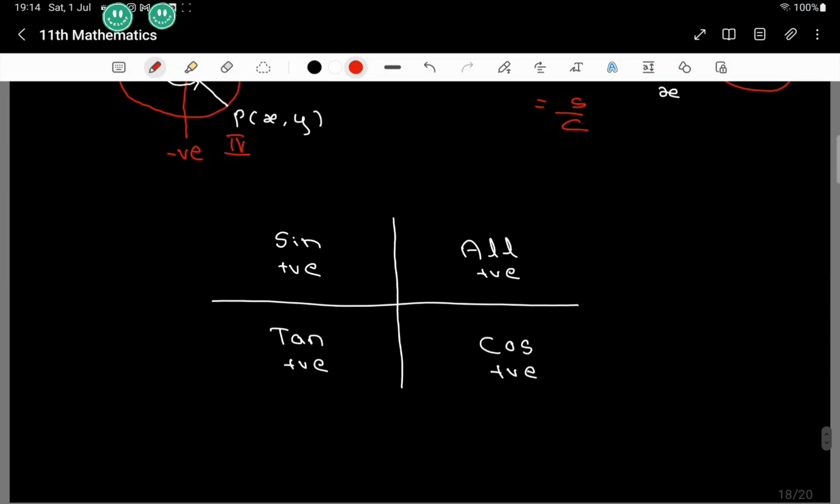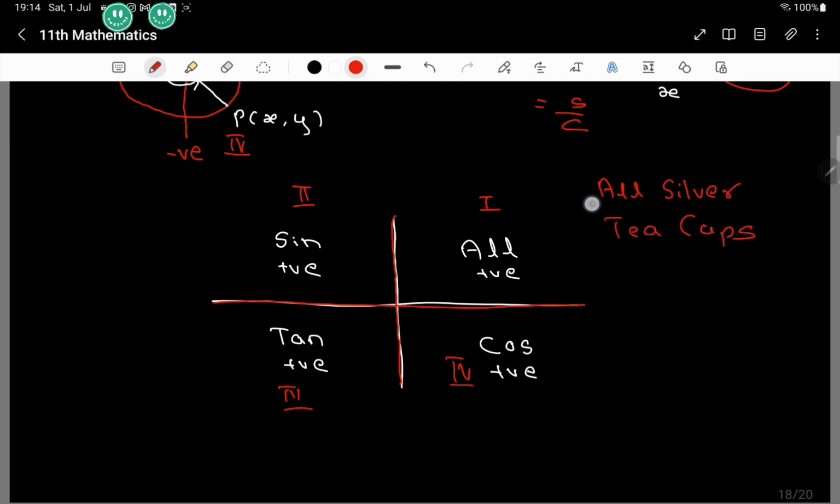Okay, so there's a trick to remember. We draw the x and y axis, and the quadrants are formed like this. This is the first quadrant, this is the second quadrant, this is the third quadrant, and this is the fourth quadrant. You need to remember the mnemonic: All Silver Tea Cups. In the first quadrant, All means everybody is positive.